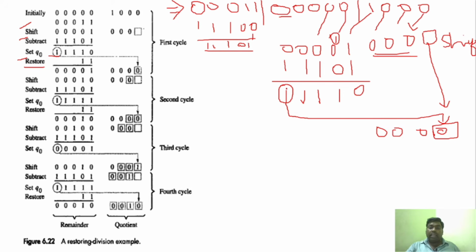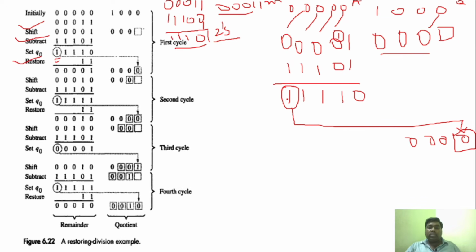And next one, if it is 1 here, you have to do a restore operation. What is a restore operation? Since it is 1, we have to add the divisor, the normal divisor, 00011. So I'm going to add 00011. If you add, what will happen? 1 plus 1 is 10, so 1 carry. Again 1 plus 1 is 10, so 0 and 1 carry. So I can put only 0 here and 1 is left, because I can use only 5 bits here. Clear with this?